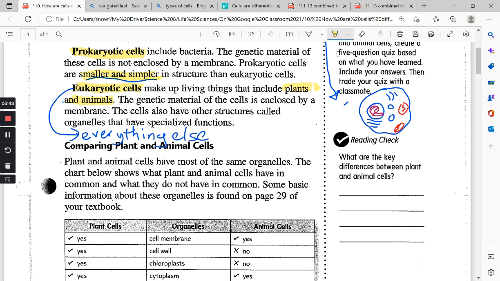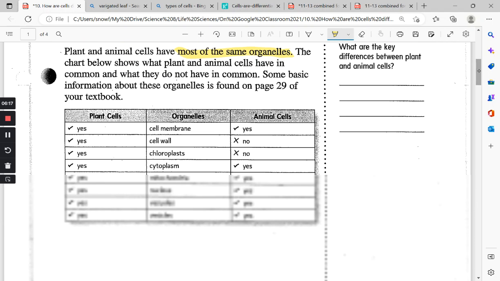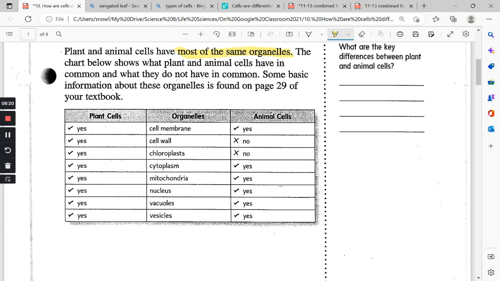So we're going to highlight again this organelles, which are like mini organs. They have special functions. Okay. All right. So within the eukaryotic cells, we've also got more categories. We've got plants versus animals. They have most of the same organelles because, well, they're both eukaryotic. But let's take a look at this chart down here. There's going to be some differences. So let's see what is the same and what is different.